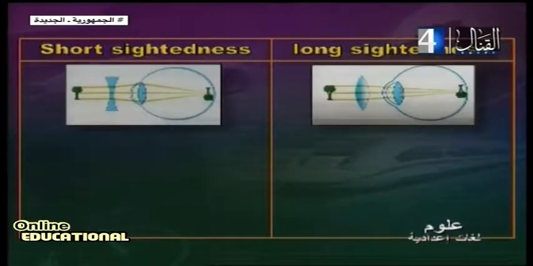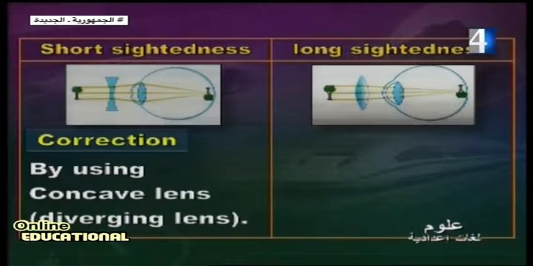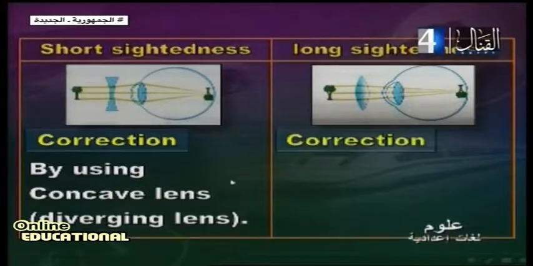Okay, what about the correction of these two cases? Correction of short-sightedness, of course, is by using eyeglasses containing a concave or diverging lens. Why a concave lens? Here, light rays coming from the object are refracted or diverged by the concave lens, so the image is formed on the retina instead of in front of it. So, correction of short-sightedness is by a concave lens.